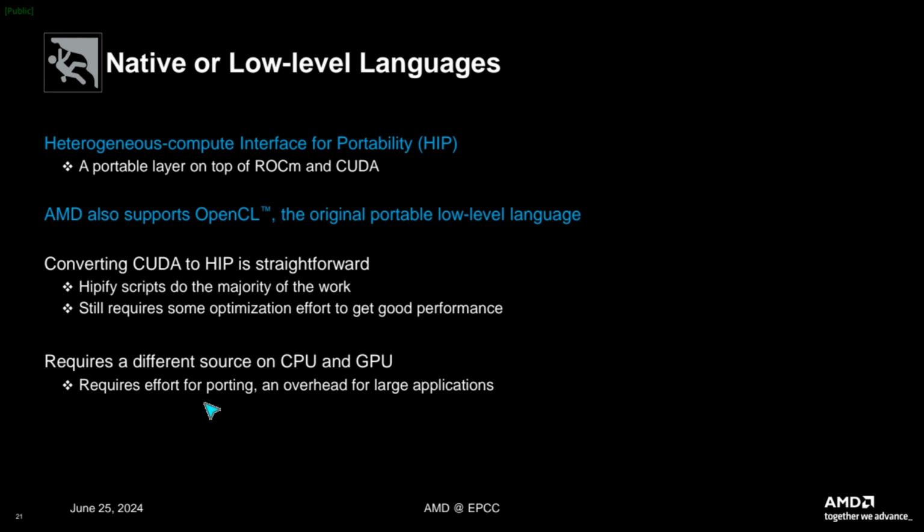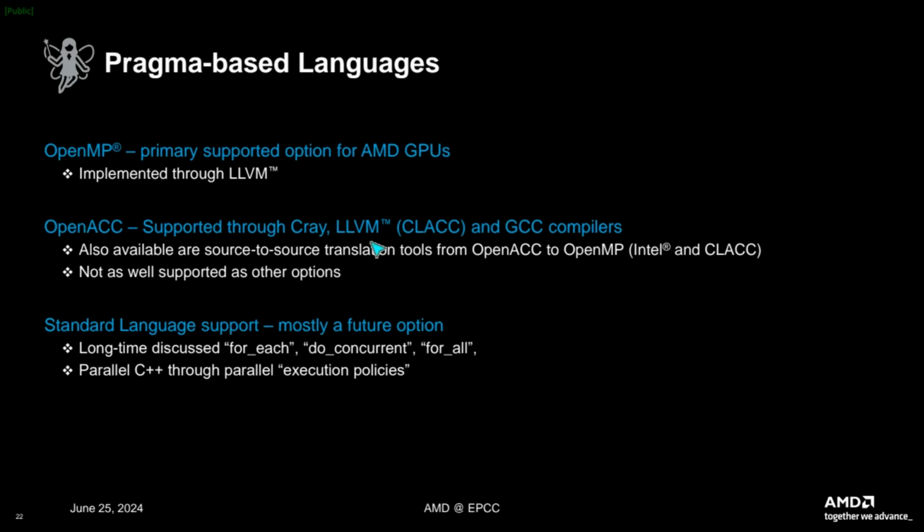Now, you still require a different source on CPU and GPU. It does require some effort. And for large applications, that can still be a significant issue to porting to GPUs. So pragma-based languages, we have OpenMP. That's what our primary support for programming AMD GPUs is, OpenMP.